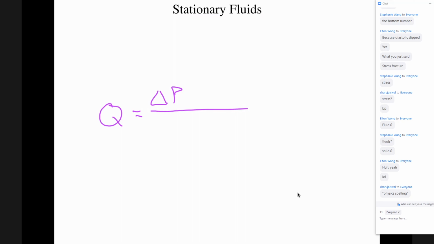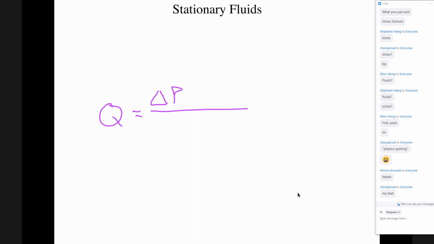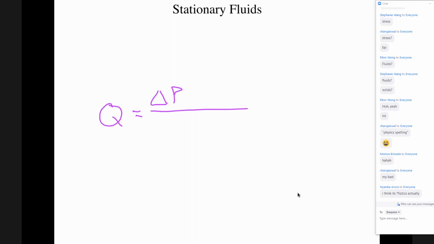Oh, sorry, not to correct you, but I think what you were trying to write is physics spelling. I think you misspelled it, just so you know. And not to judge, not to point you out and make you feel bad, but yeah, you need to learn to spell physics spelling better. We're good.